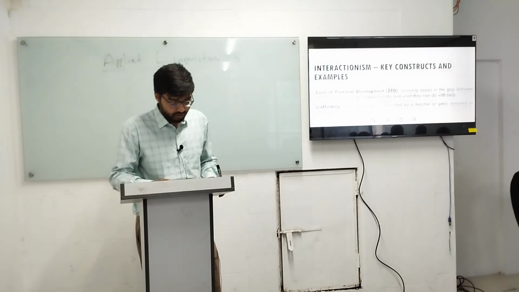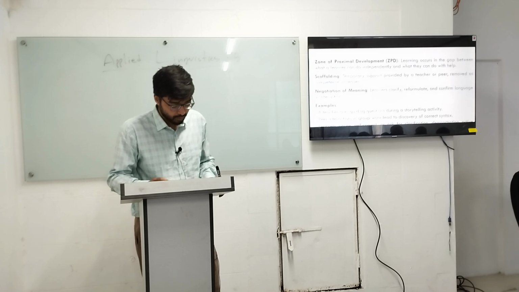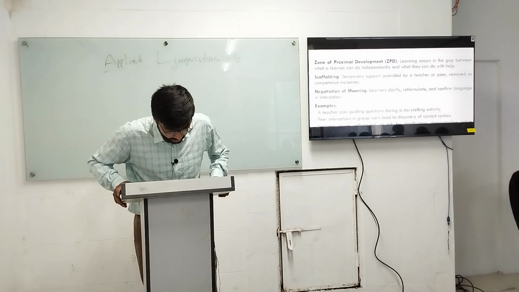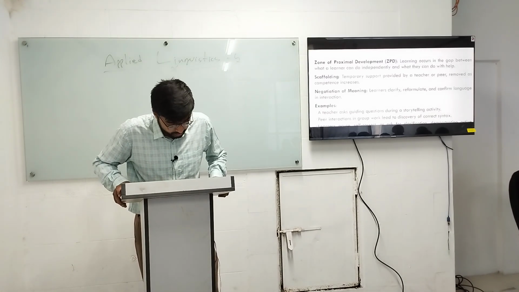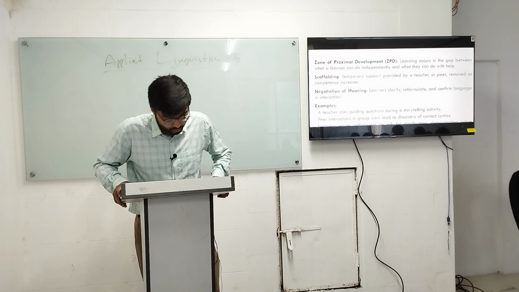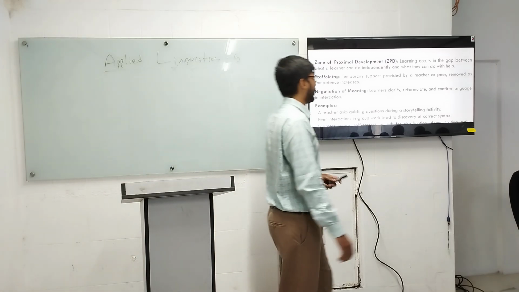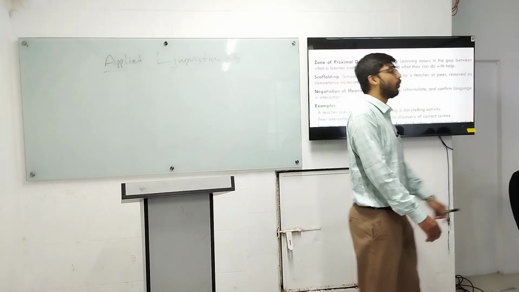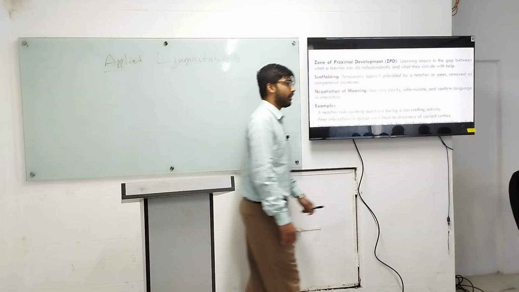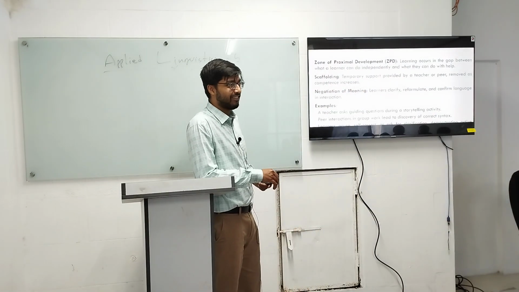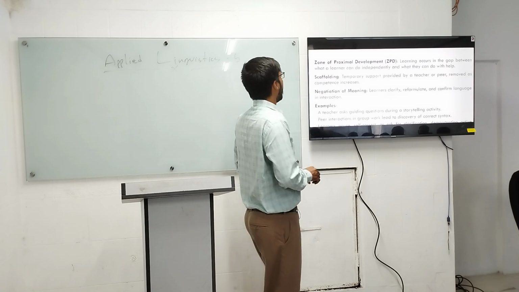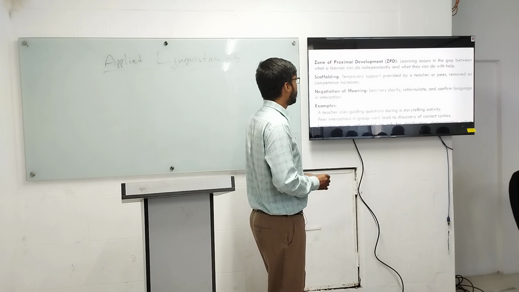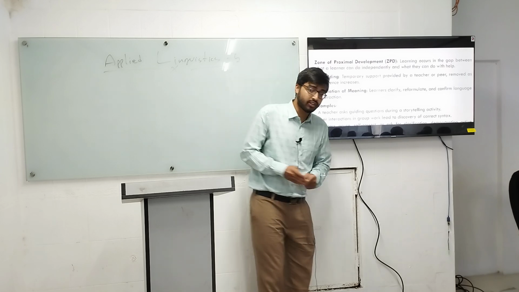Okay, let's see key constructs and examples. Zone of proximal development, ZPD. Yes, this is very important. Learning occurs in the gap between what a learner can do independently and what they can do with help. Zone of proximal development. Okay. Oh, they're disturbing you maybe? Okay, scaffolding: temporary support provided by a teacher or peer, removed as competence increases.